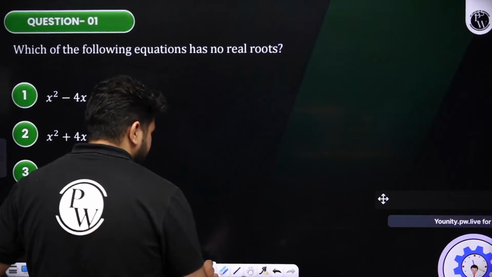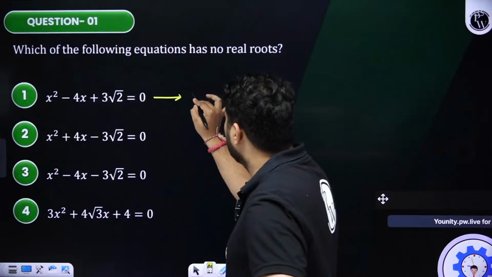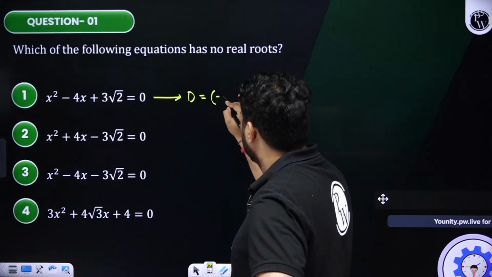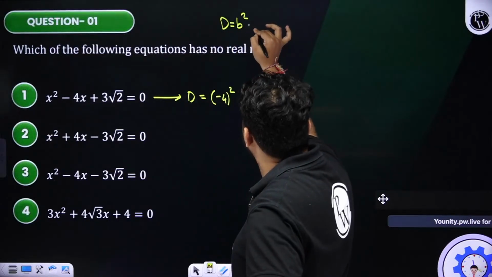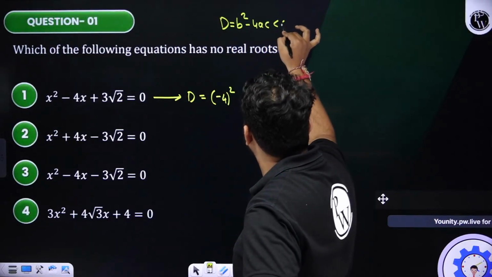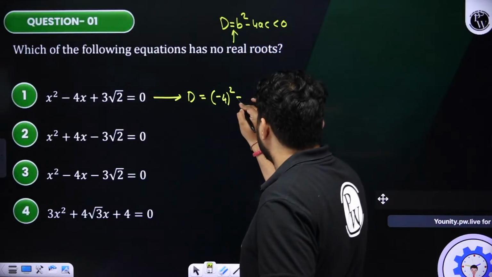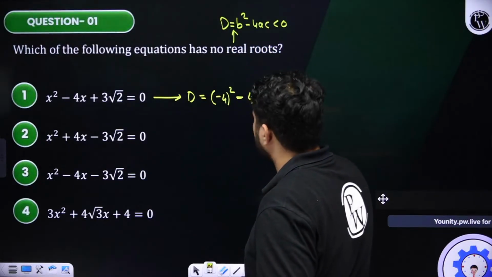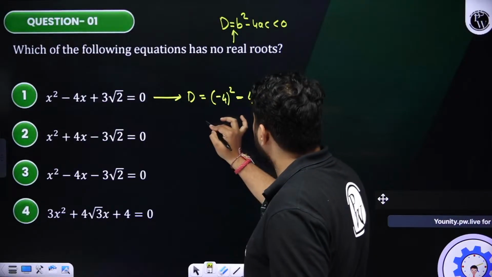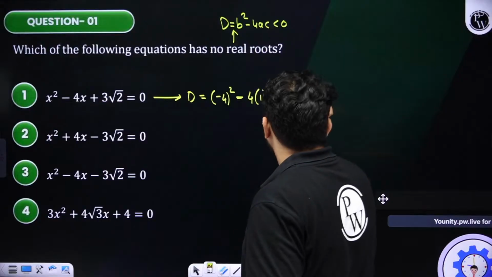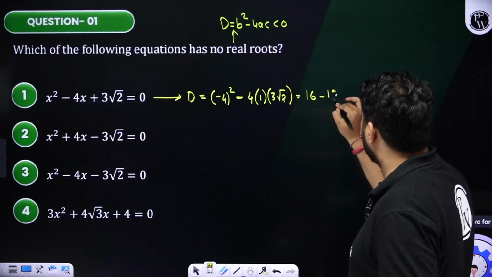For no real roots, discriminant value should be less than 0. If we check for this equation, discriminant value will be b square, that is minus 4 whole square, minus 4 times a value 1 and c value root 2 times 3. Minus 4 whole square is nothing but 16. 16 minus 4 threes are 12 root 2.